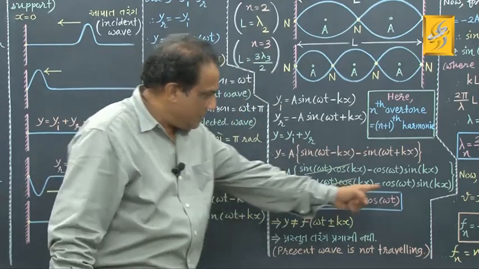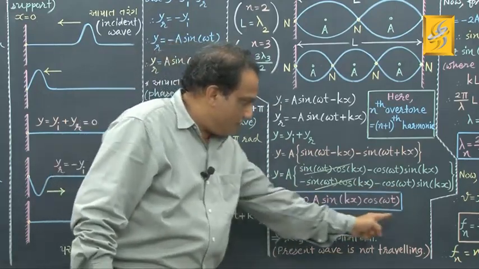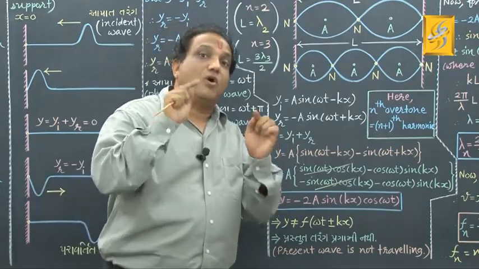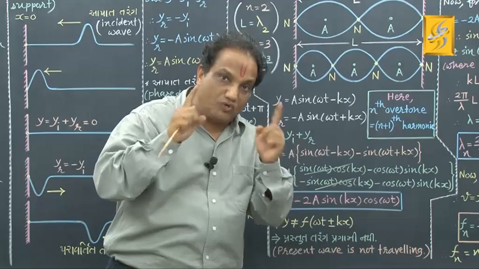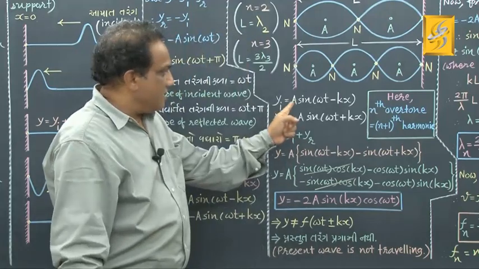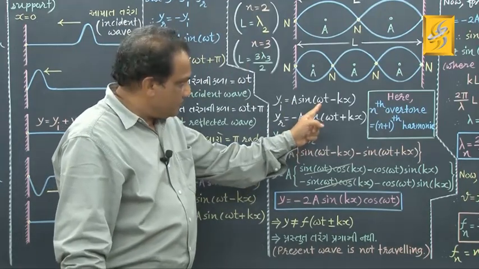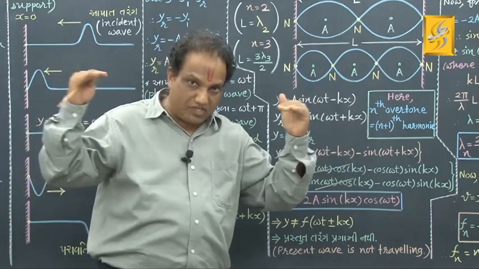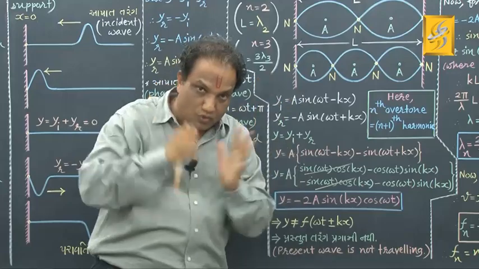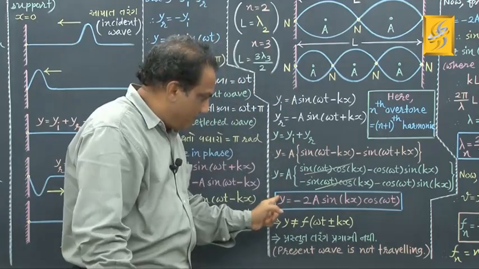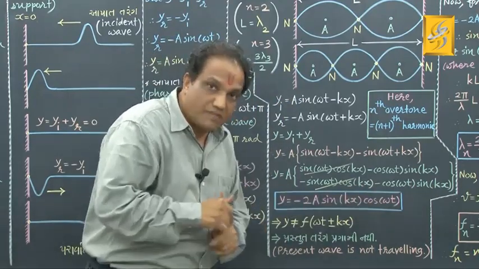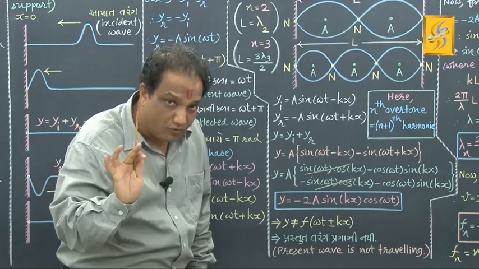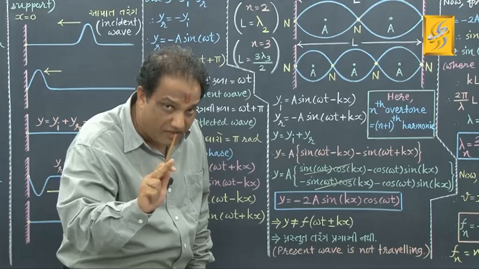Wait. This is the equation which represents the resultant wave which is obtained out of superposition of 2 waves having the same amplitude, same frequency, same wavelength, propagating towards each other and then getting superposed. Correct? Now tell me, this equation, I say, is not the equation of a progressive wave. It is not the equation of a travelling wave.